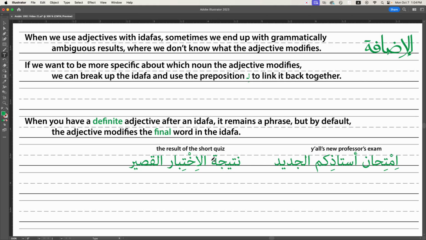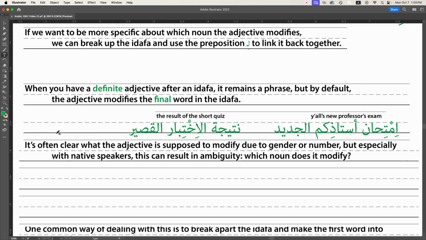So natija is result, and it's feminine, and singular and definite because it's owned by al-ikhtibar, the quiz or experiment, which is masculine, singular, and definite. And then here the adjective qasir, short, is masculine, singular, and definite. So we know for sure it modifies al-ikhtibar and not natija. So we get the result of the short quiz here. But you're not always going to get so lucky. A lot of times it's going to be more like this here, where it's grammatically ambiguous. So let's take a look at this.